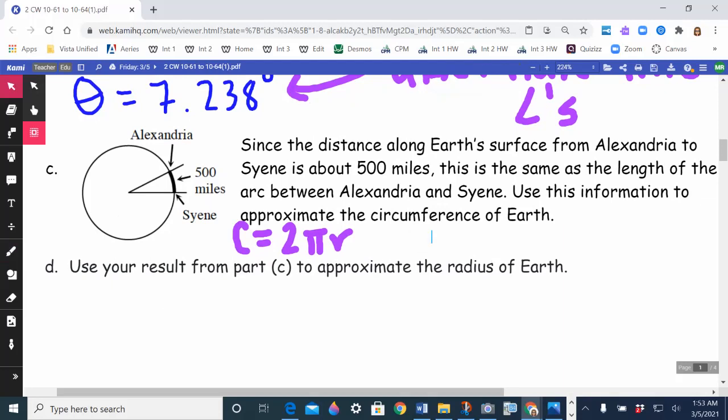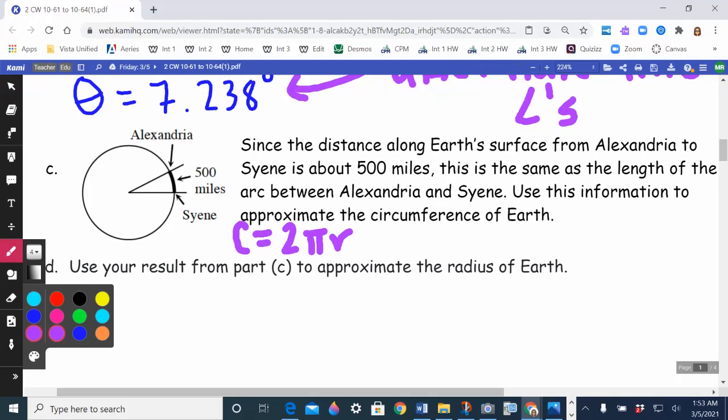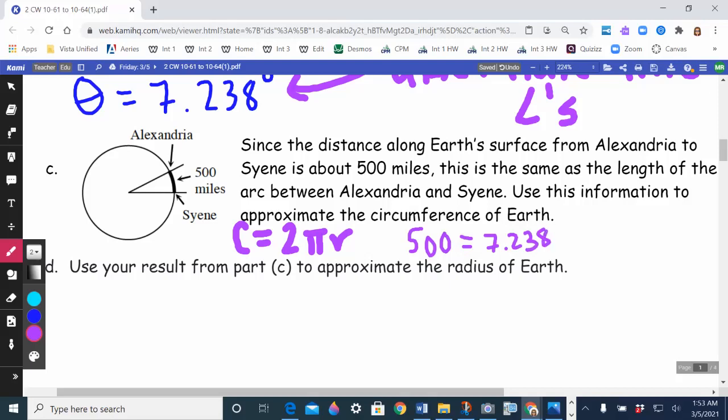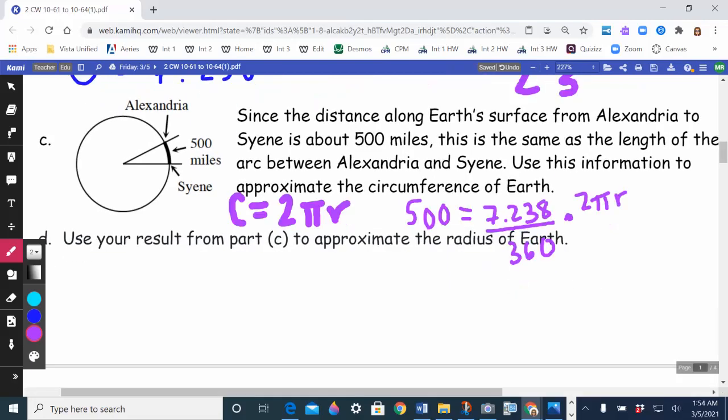I know that that 500 is equal to part of my circumference, 7.238 out of 360. That's what part I have of the circle, and that's what part of the circumference the 500 is. And circumference is 2 pi r. So I am just going to do the math. I am going to take 500 times, so let me just get my calculator up.